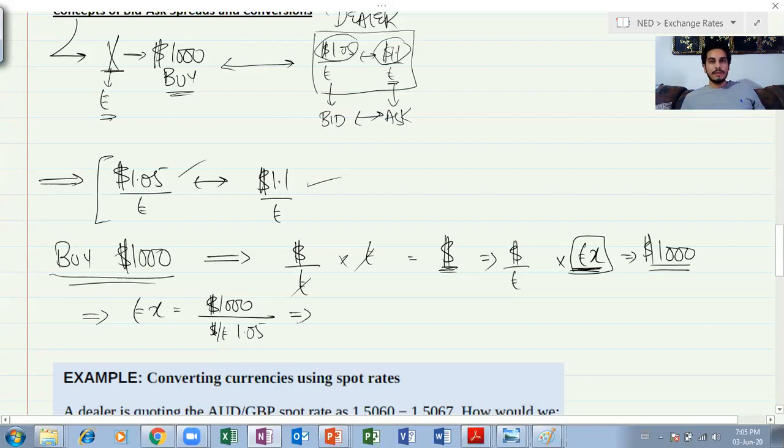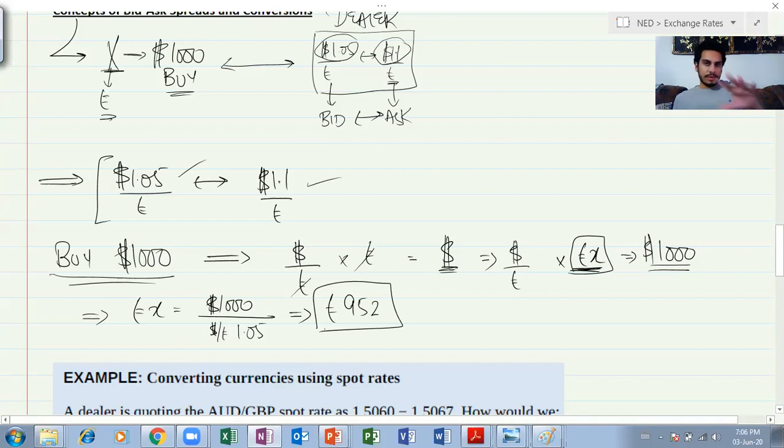Simply I divide them and I get to know how much euros I need to pay in order to convert $1,000. If I use the calculator, it comes to 1,000 divided by 1.05. So it comes to euros 952. So that's what comes in.